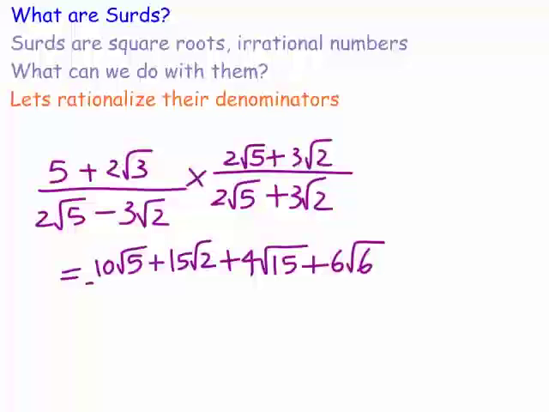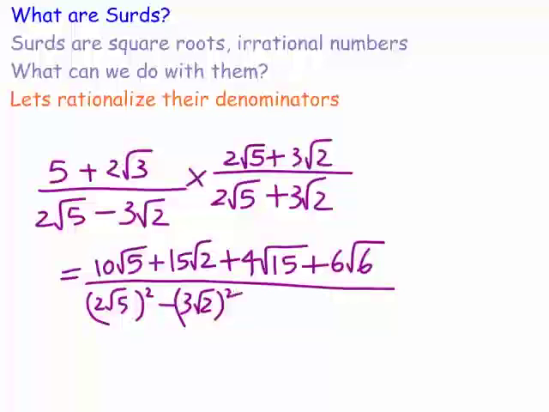Now, however, on the bottom we can actually, let's have a quick look. Let's actually just write it out. We have 2 root 5 squared minus 3 root 2 all squared, and what's that? 2 squared is 4, 4 5's are 20, minus 3 squared is 9, twice 9 is 18. Okay, so the bottom turns out to be just 2.